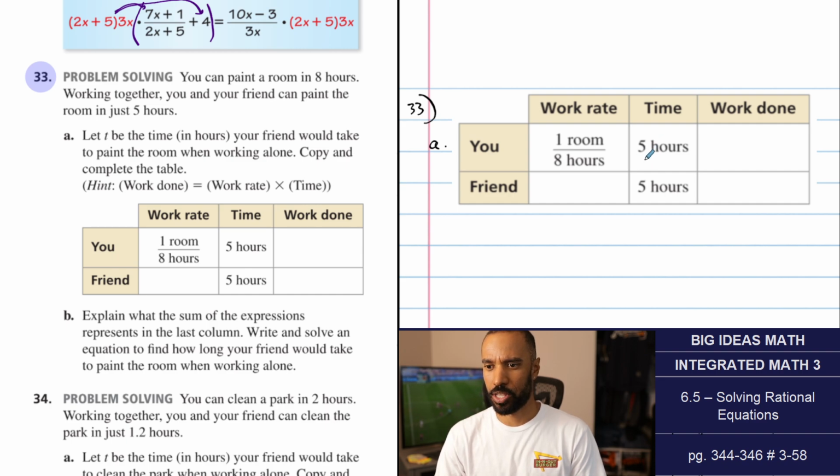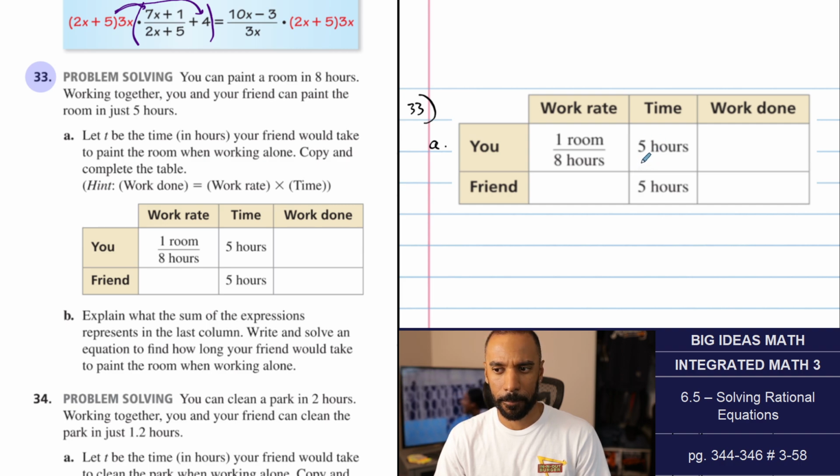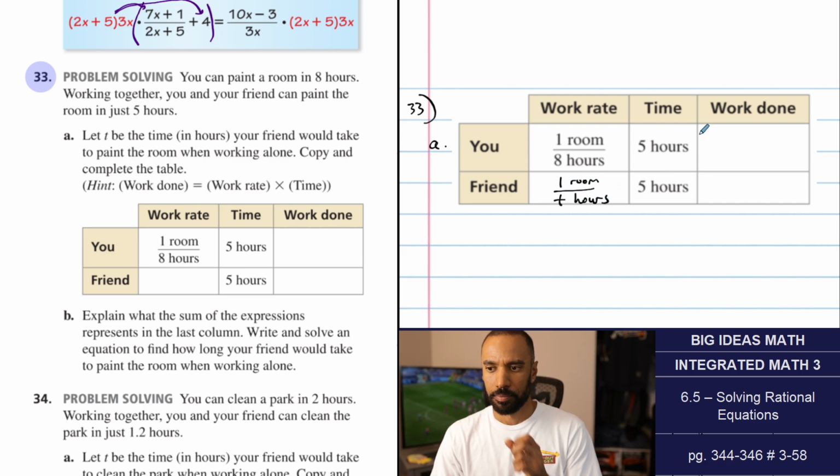I don't like the 5 hours thing because together we're 5 hours, but separately we're not. Oh, I see. 8 hours is here. So T is the time in hours. So this is one room, and this is T hours for the friend. Got it. Okay.